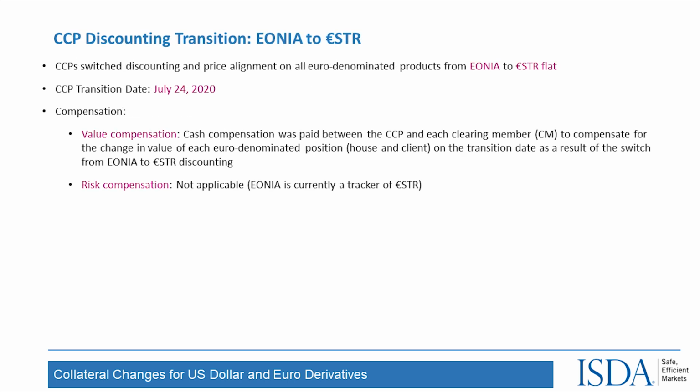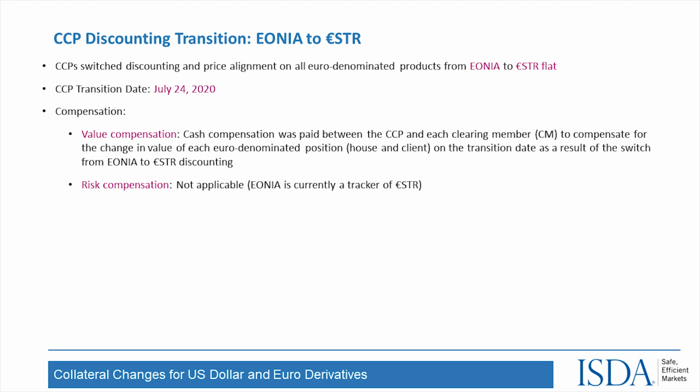So I'm going to start with the CCP discounting and price alignment transition. As mentioned, this transition occurred in July for euro-denominated derivatives. The change was from EONIA discounting and price alignment to euro STR, or ESTR, discounting and alignment. The CCPs that effectuated this change provided cash compensation between themselves and each clearing member to compensate for the change in value between EONIA and euro STR.